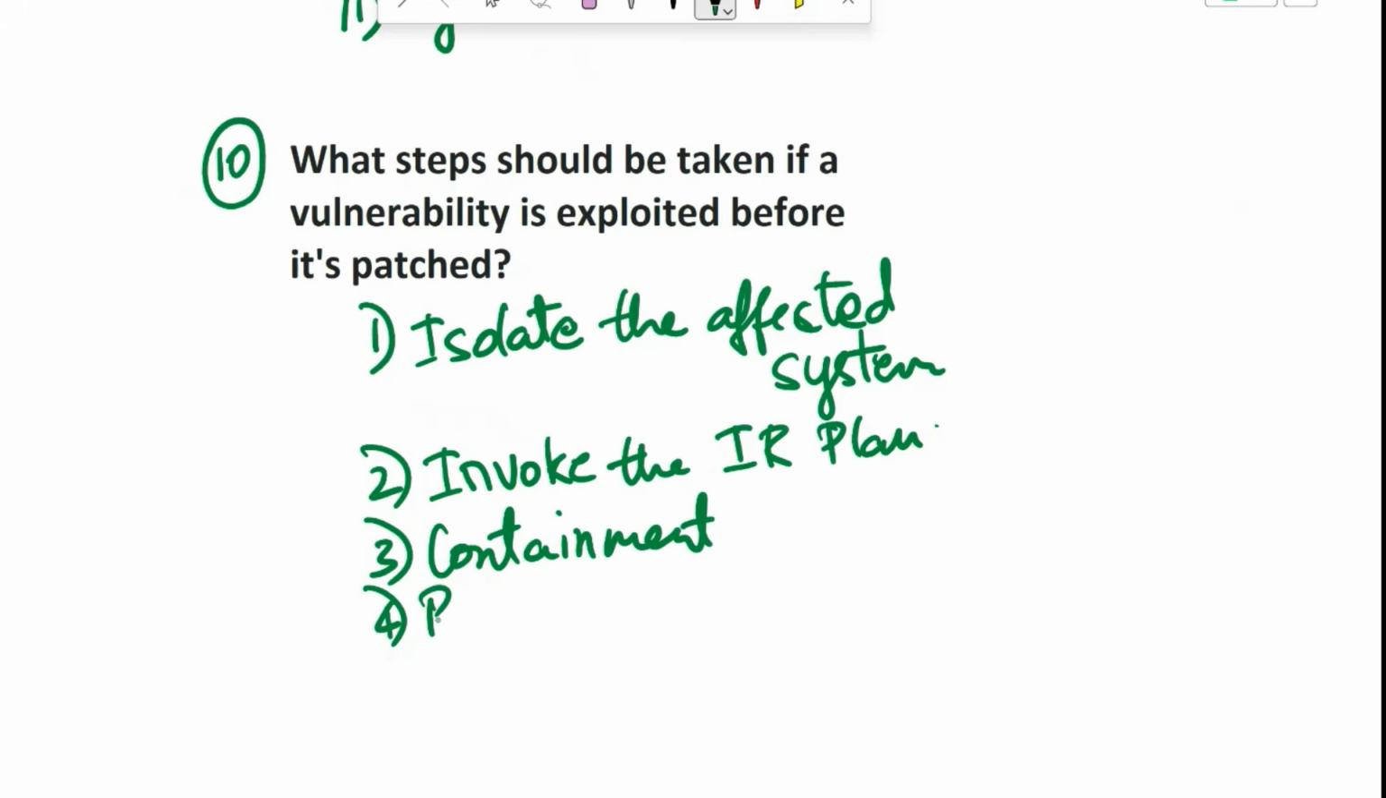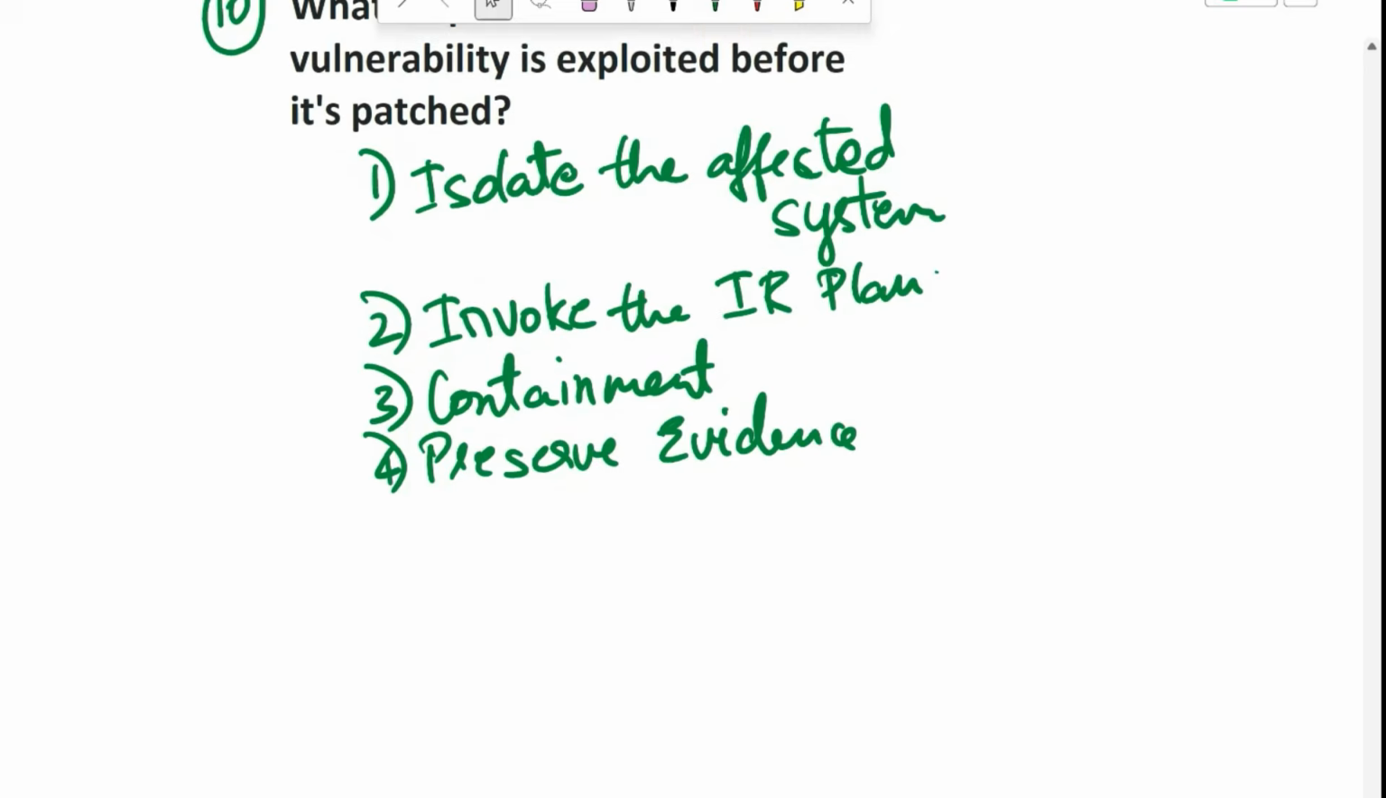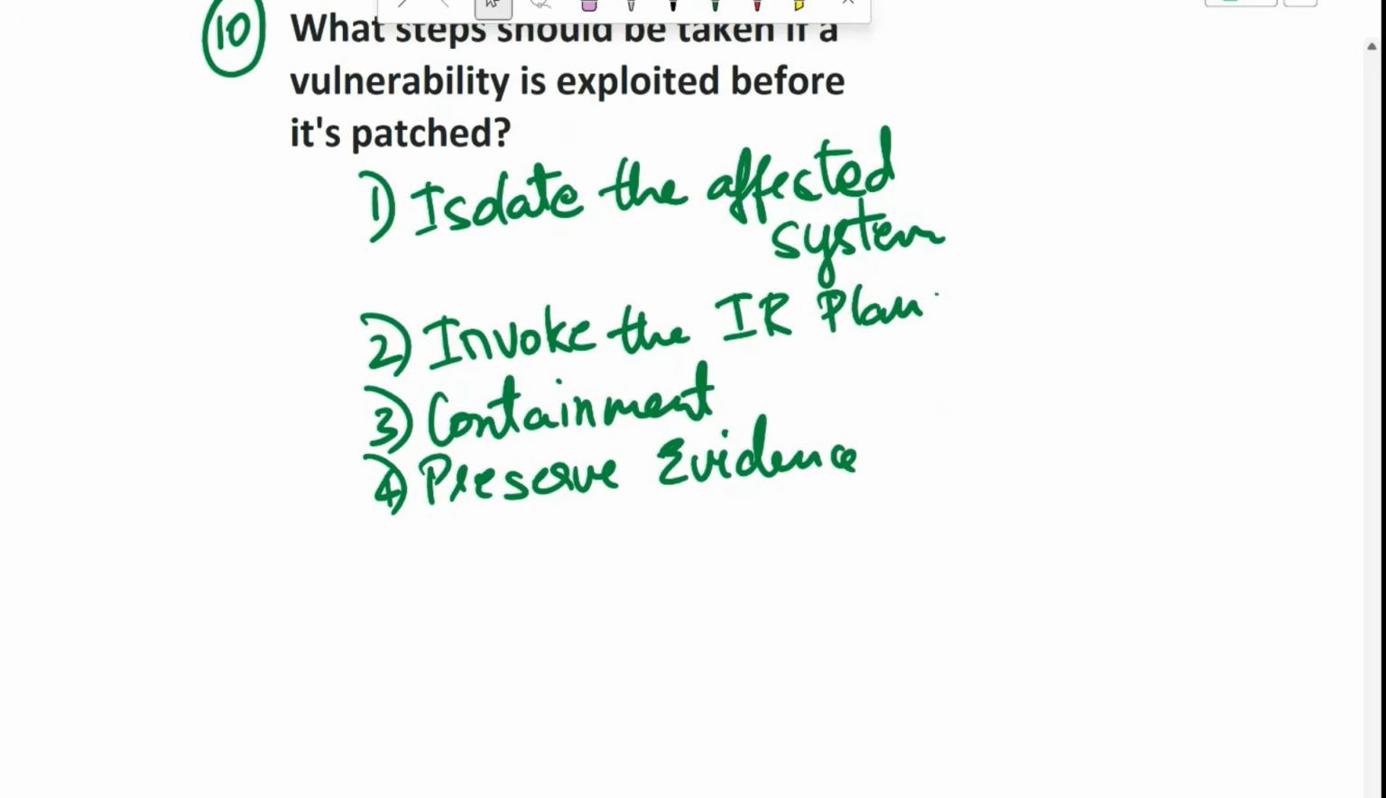Next is preserve evidence. This evidence is related to the attack for forensic analysis. This evidence may be crucial for understanding the attacker's origin, methods, and impact. Next one is communication. Inform relevant stakeholders, including senior management, legal counsel, public relations, and affected customers about the breach. Ensure transparent and timely communication.